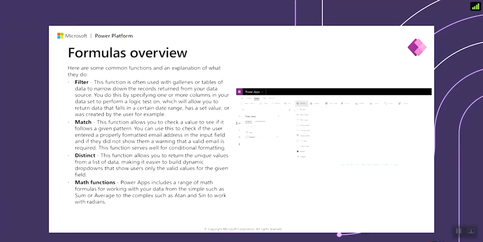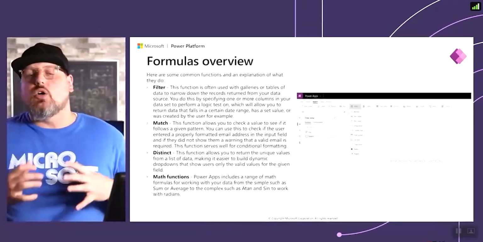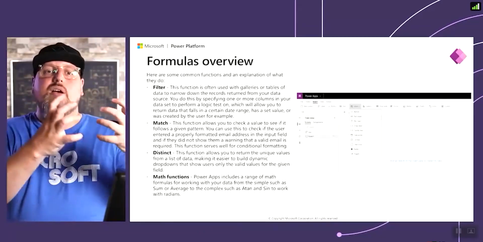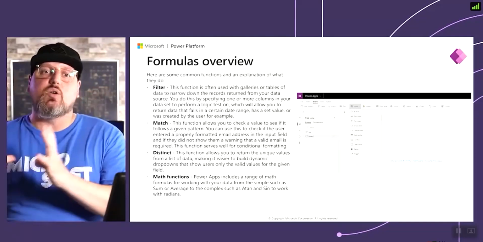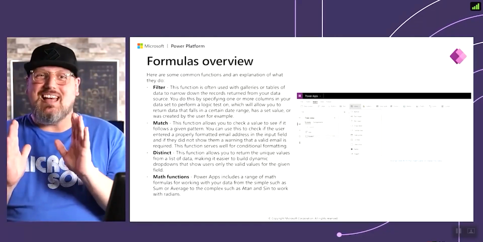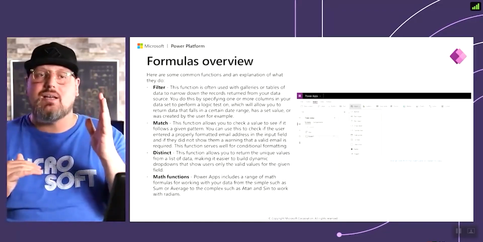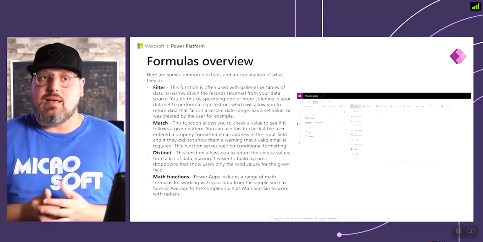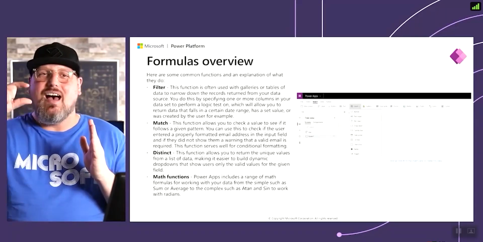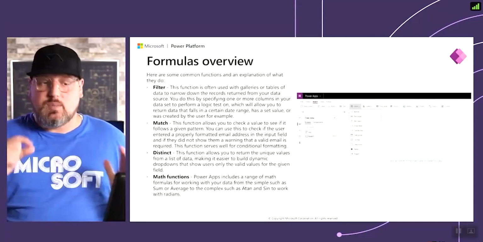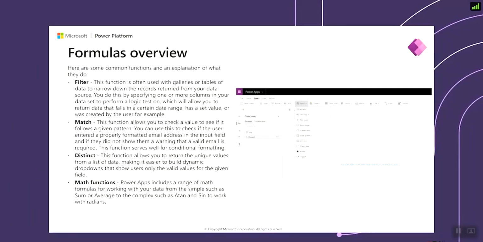Then there's Distinct. This is a function that allows you to return the unique values from a list of data. So it makes it easier to build dynamic dropdowns that show users only the valid values for a given field. So if you have to build territories, province, county, then city, and only filter down the list of choices that are part of that county, so you only have a certain number of cities for a province, it's the same idea. You can use that to shorten the amount of information in a dropdown specific to locations, dates, or whatever.